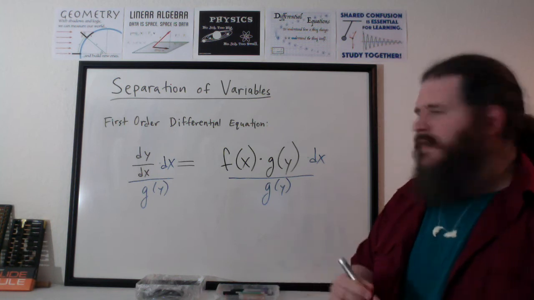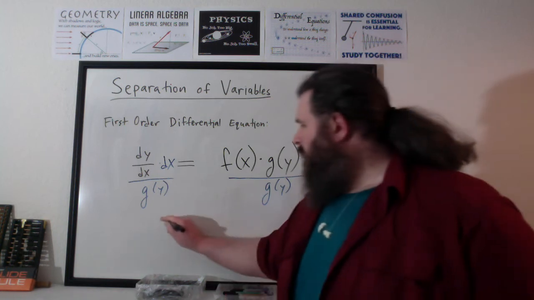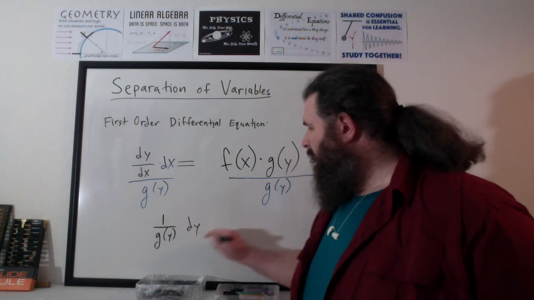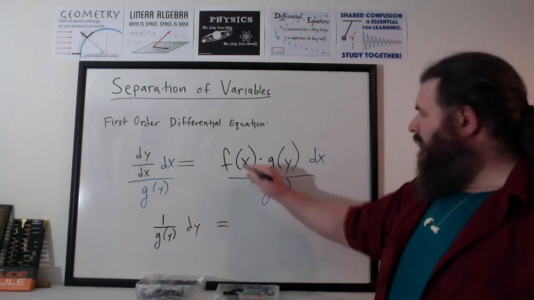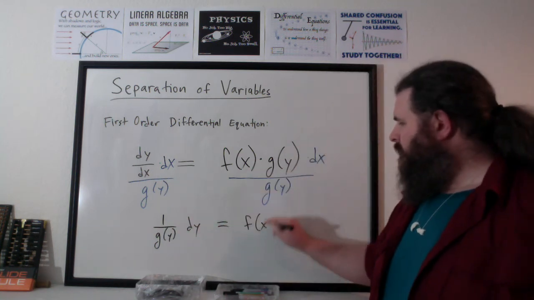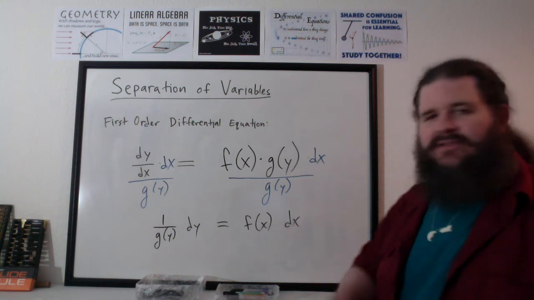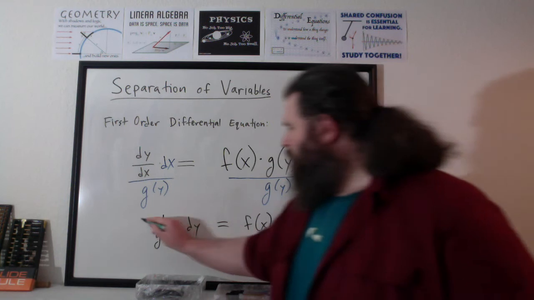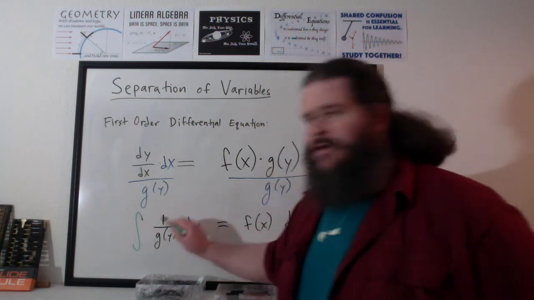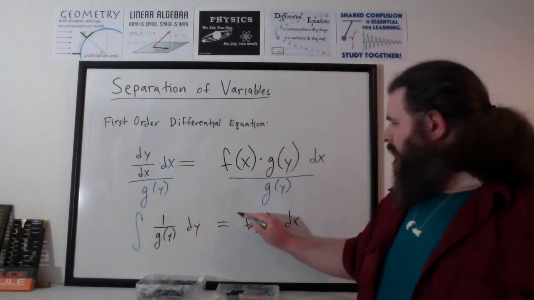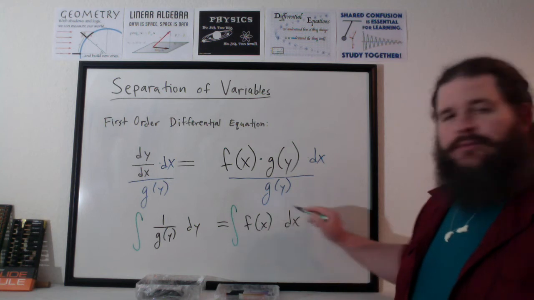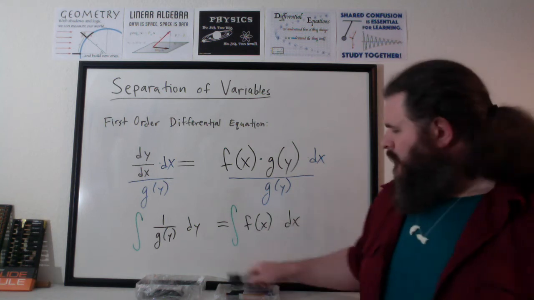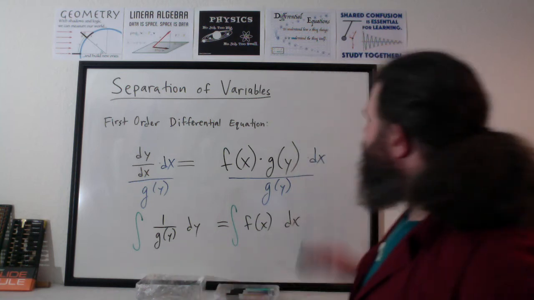Simplify, and what's left is 1 over g of y dy equals f of x dx. Everything else cancels out. At that point, you can now integrate, because you would be integrating a function of y with respect to y and integrating a function of x with respect to x. So that can actually be done. Let's try out some examples.